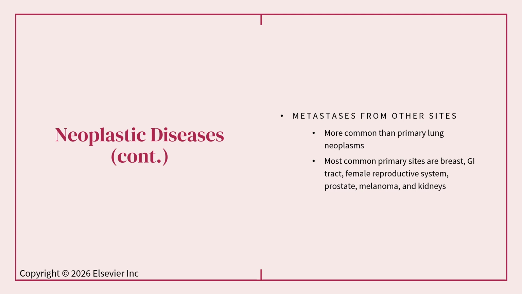Alright, pulmonary metastasis is much more common than primary lung neoplasms. Most common sites are breast, GI tract, female reproductive system, prostate, melanoma, and kidneys. Malignancies can spread to the lungs by 5 different routes. They are through the bloodstream, through the lymph system, by direct extension and local invasion, through the tracheobronchial system, and by direct implantation from biopsies or other surgical procedures.